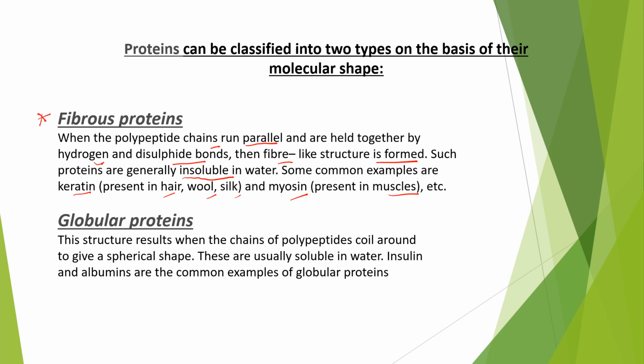Second is the globular protein. Globular protein results when the chain of polypeptide coils around to give a spherical shape. They are usually soluble in water. Insulin and albumins are common examples of globular protein. Next, we will study different types of protein based on their structure.